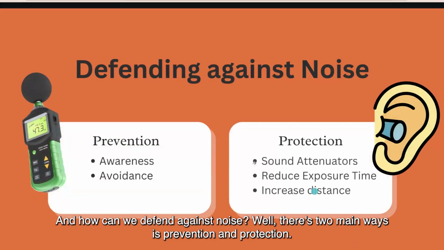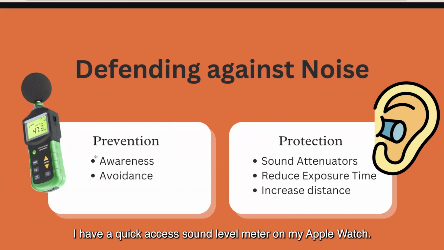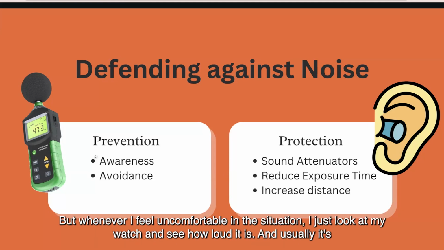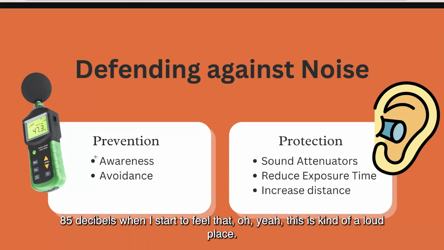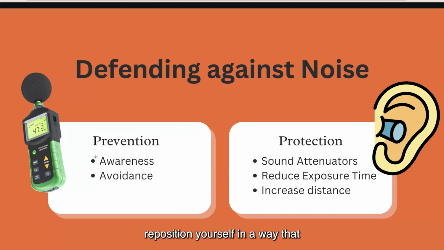And how can we defend against noise? Well, there's the two main ways: prevention and protection. So prevention includes awareness. For me, I have a quick access sound level meter on my Apple Watch, and so I can just look at my watch and measure sound instantaneously. Right now, I'm talking at around 72 decibels. But whenever I feel uncomfortable in a situation, I just look at my watch and see how loud it is, and usually it's 85 decibels when I start to feel that, oh yeah, this is kind of a loud place. And then being aware of those situations allows you to avoid those situations, or make accommodations to reposition yourself in a way that is less damaging, right?